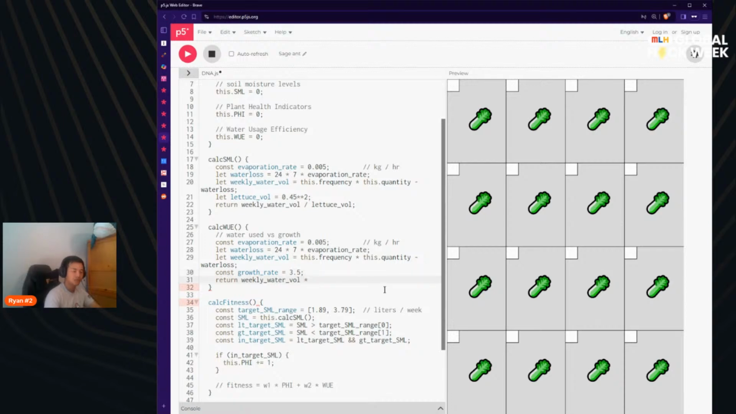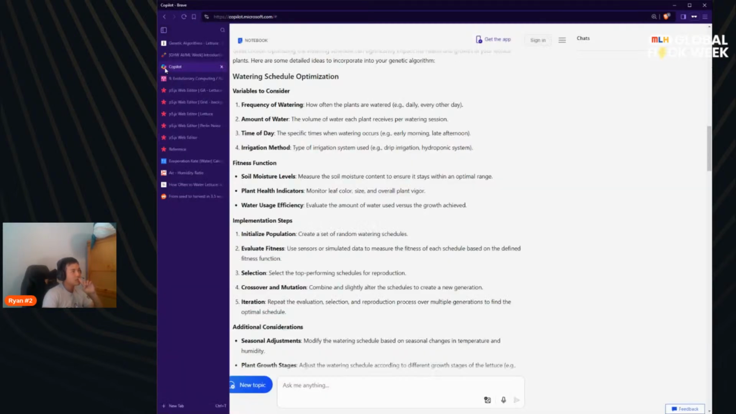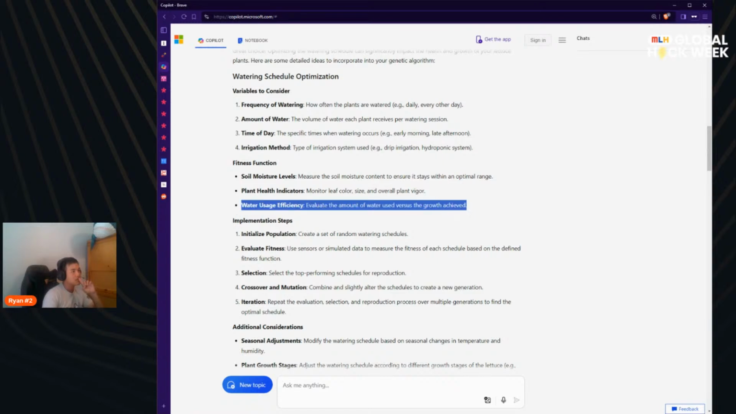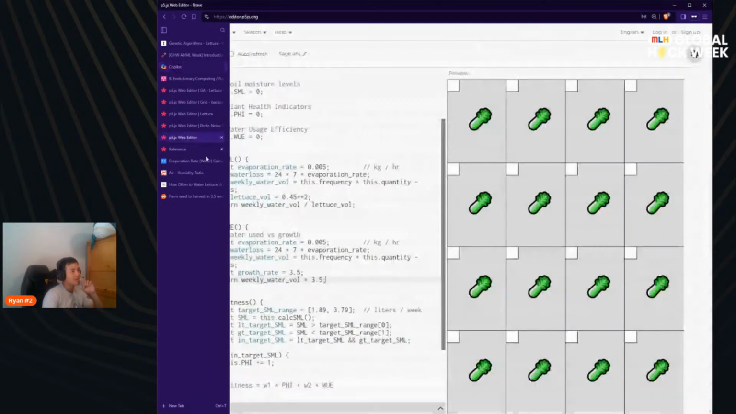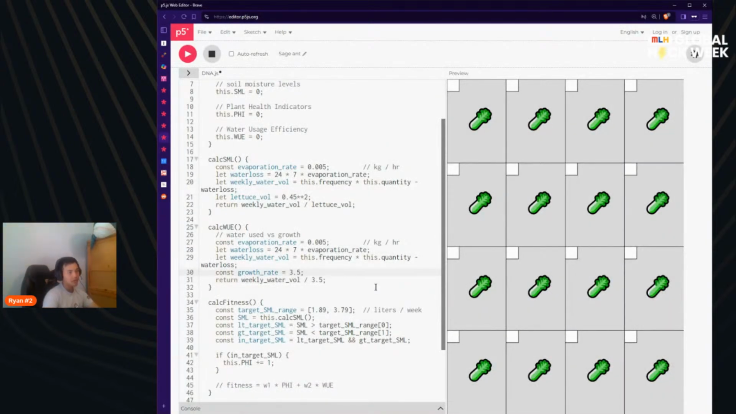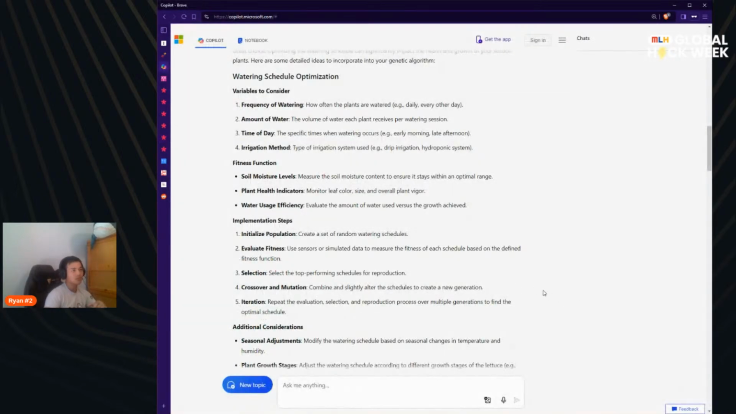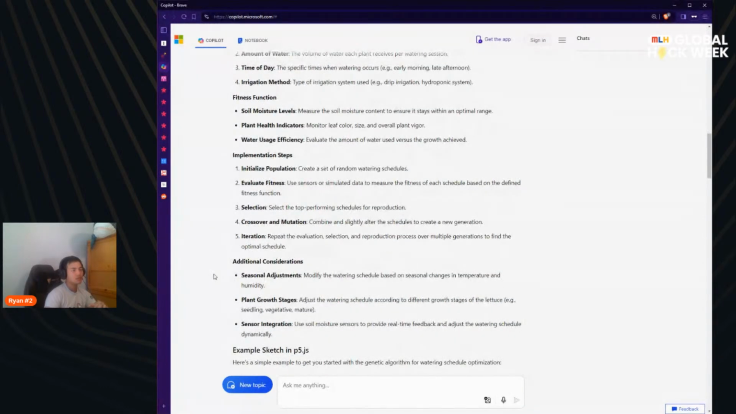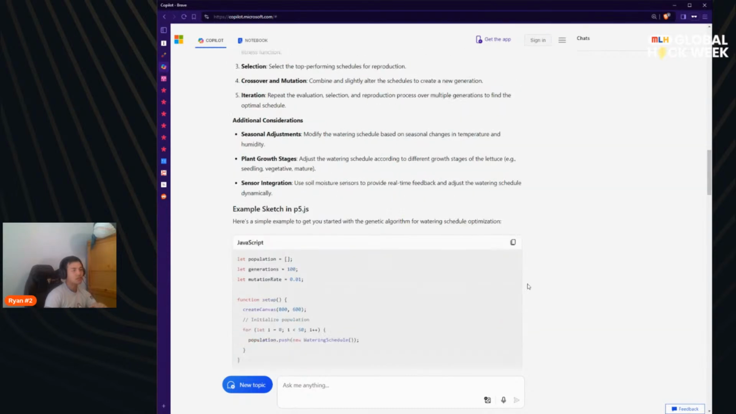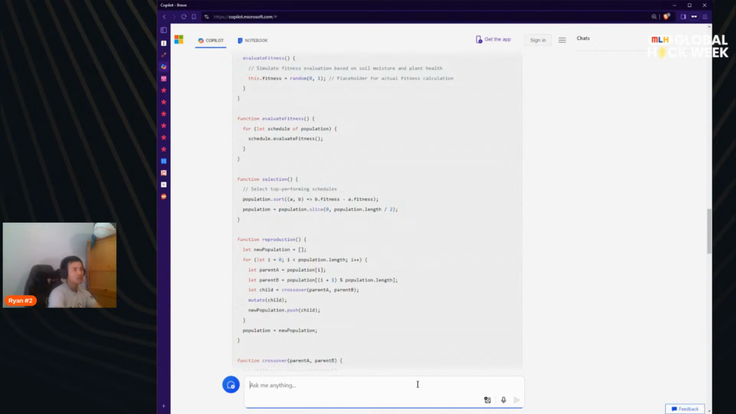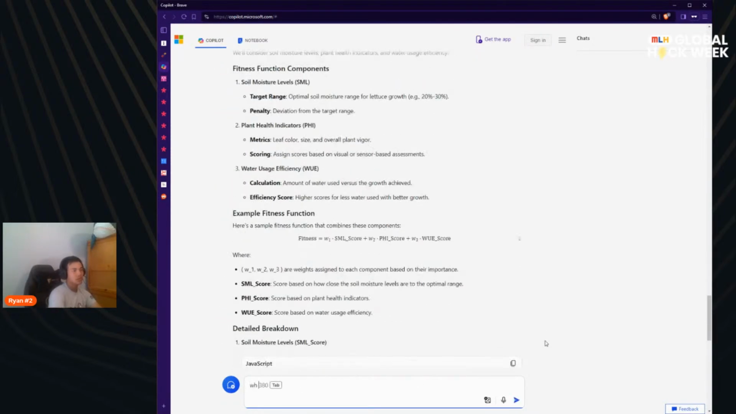Say growth rate 3.5. The water usage efficiency. Oh, no, ratios are division normally. So this should be a division divided by the growth rates. I think if we were to do this modeling better, we'd probably have to have some sort of function for the growth rate. What function would you use to model the growth of lettuce?